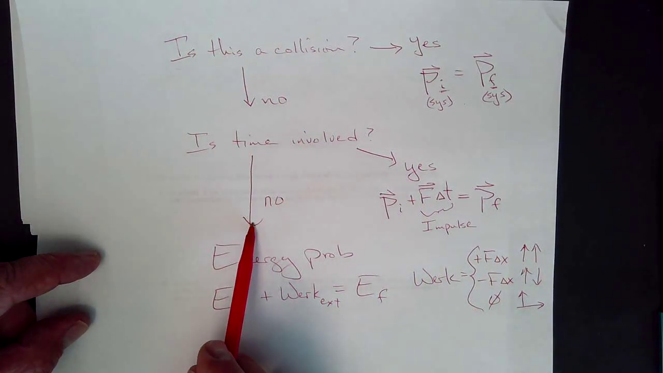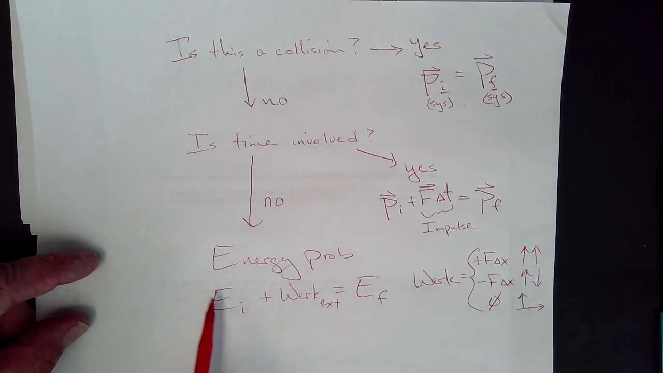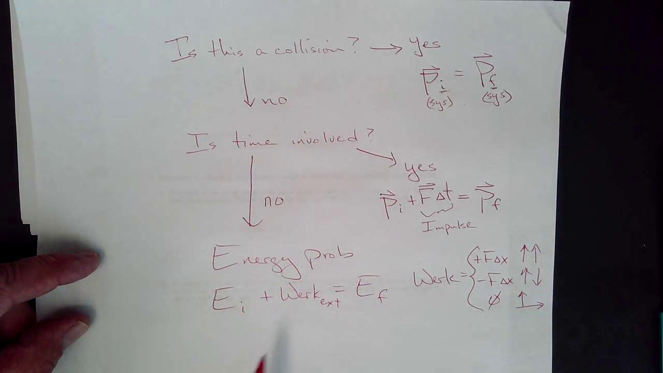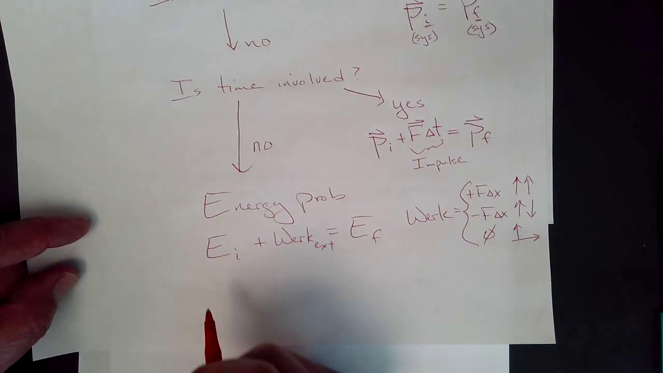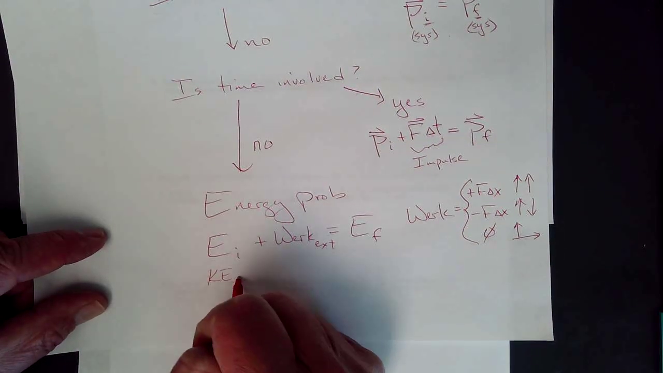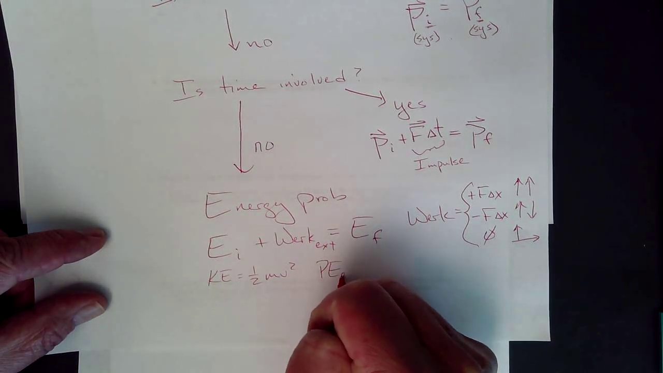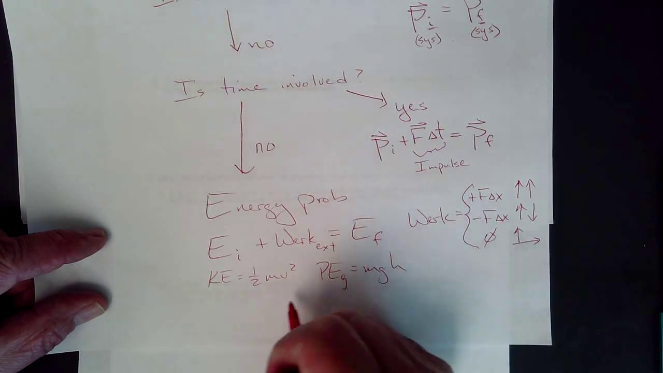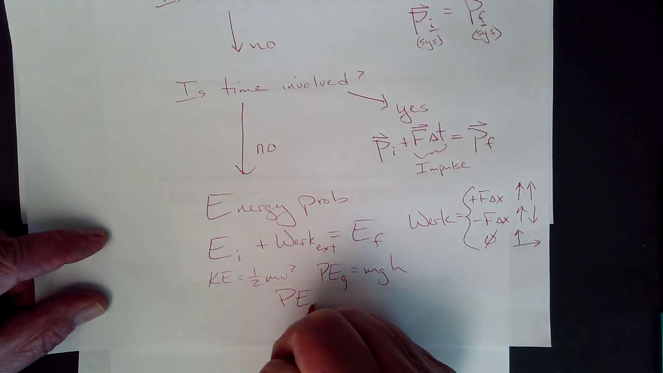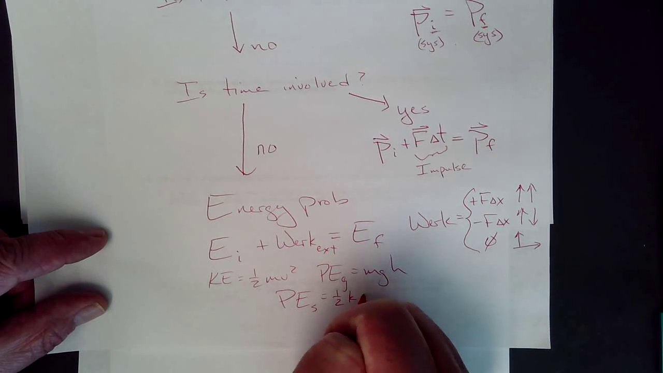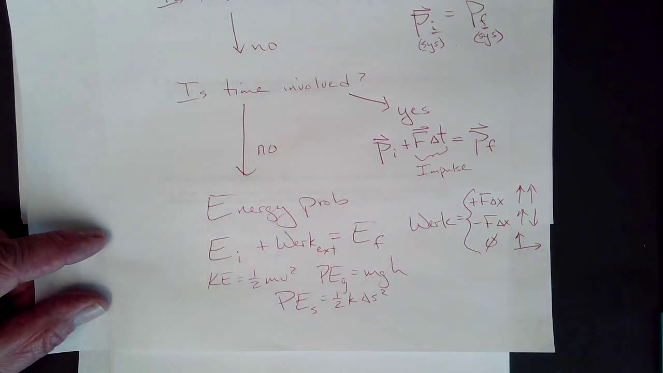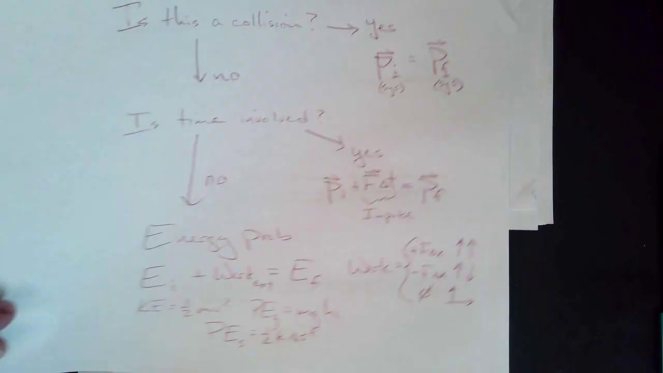If time's not involved and it's not a collision, then it's an energy problem, and we always start with this kinetic energy equation right here. And then the energy can either be kinetic energy, which is 1/2 mv squared, or gravitational energy, which is mgh, or spring energy, which is 1/2 k delta s squared. And remember, those formulas are not going to be on the exam. As I said in the lectures, you're expected to have those memorized.